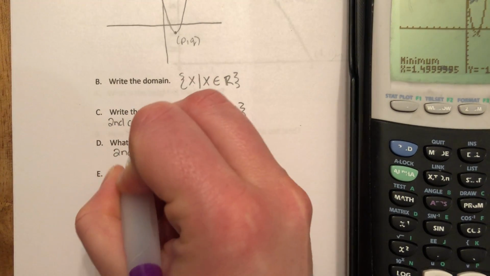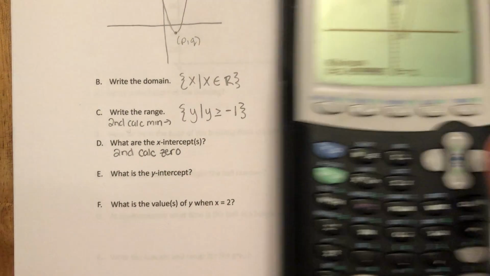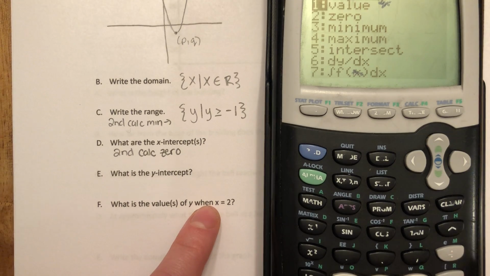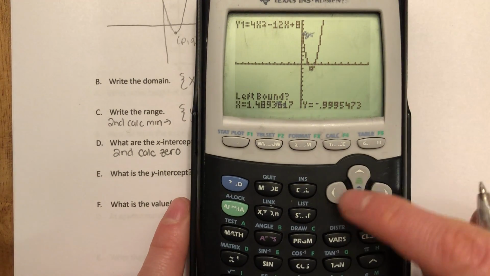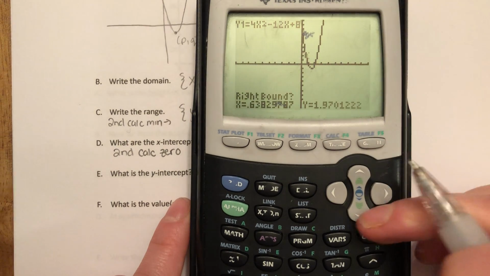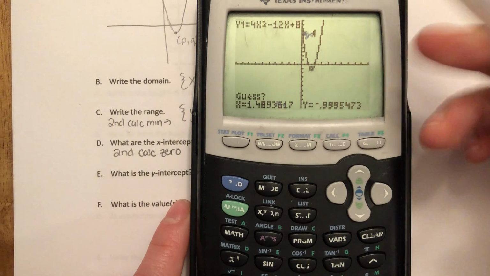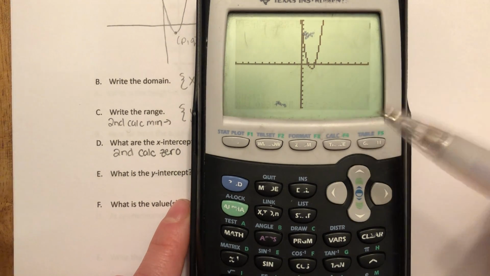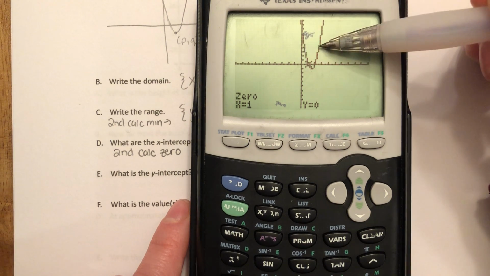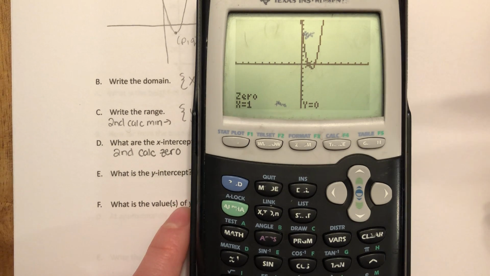We're going to do second calc, 0. Again, it's going to ask for a left boundary. This time we want it to the left of that point of interception with the x-axis, and then a right one, and then a guess. The really important thing is that we only give it one. If I did my left boundary over here and my right boundary over here, there would be 2 intercepts between that, and my calculator would be confused.